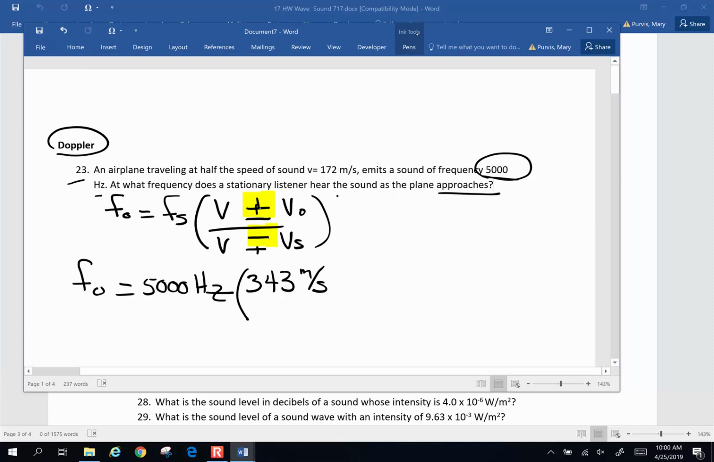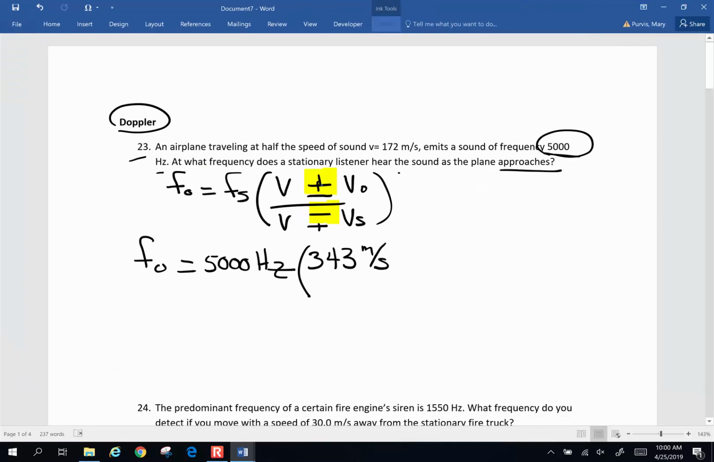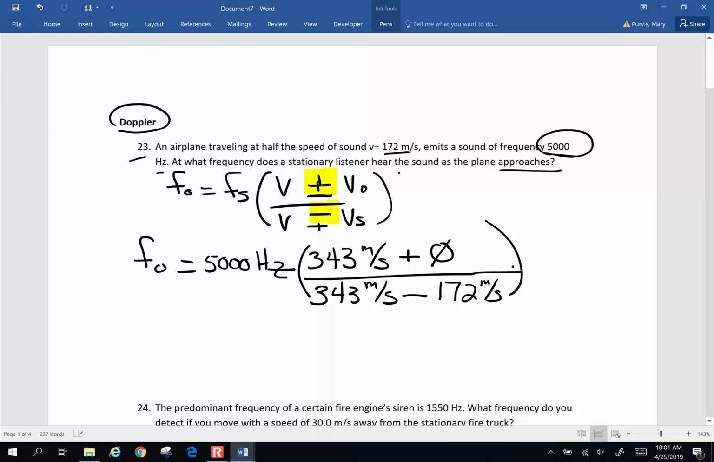So this is going to be 343 plus the velocity of the observer, and the observer is stationary, so plus 0. Velocity of sound again, 343 meters per second, minus the velocity of the source. The source is 172 meters per second. And we have to simplify this equation before we actually subtract or do the multiplication. So take this one step at a time.